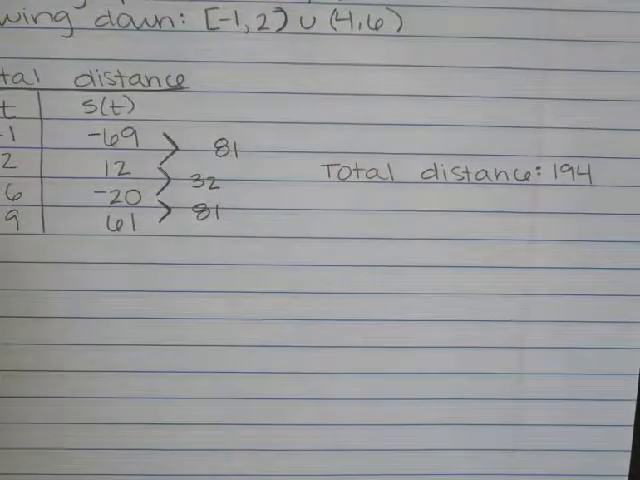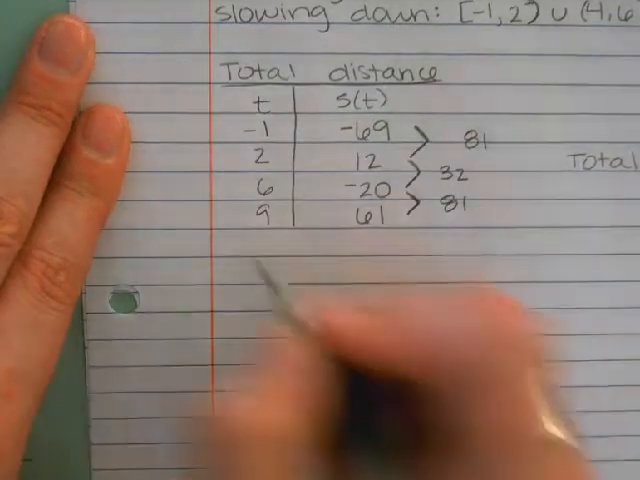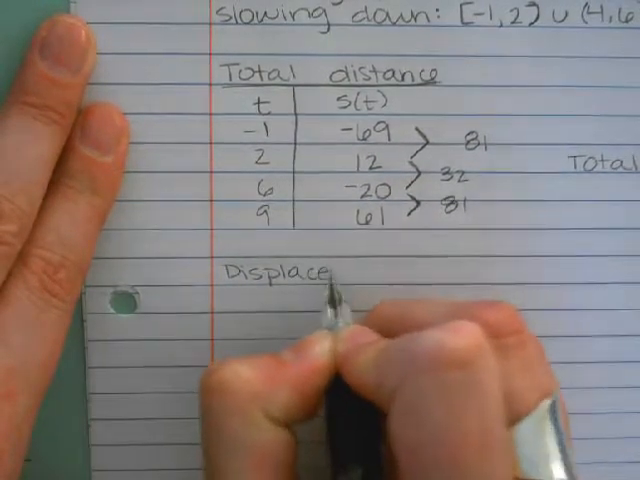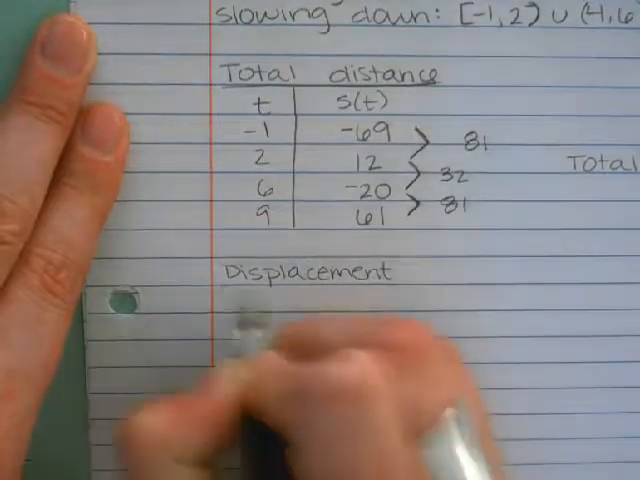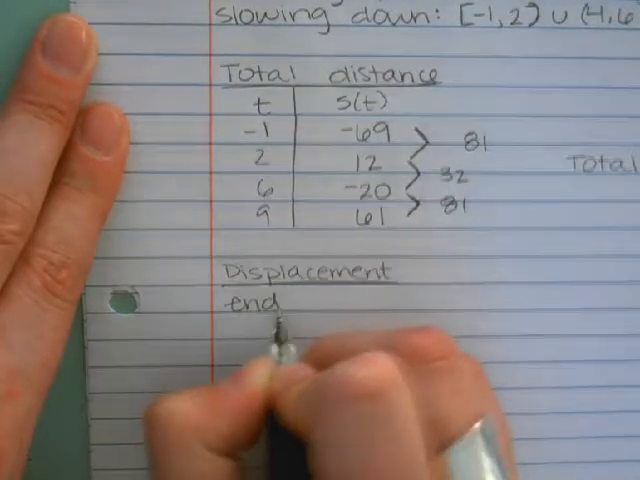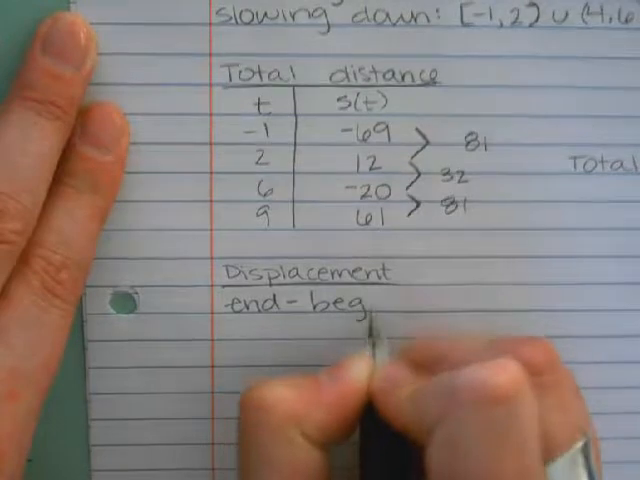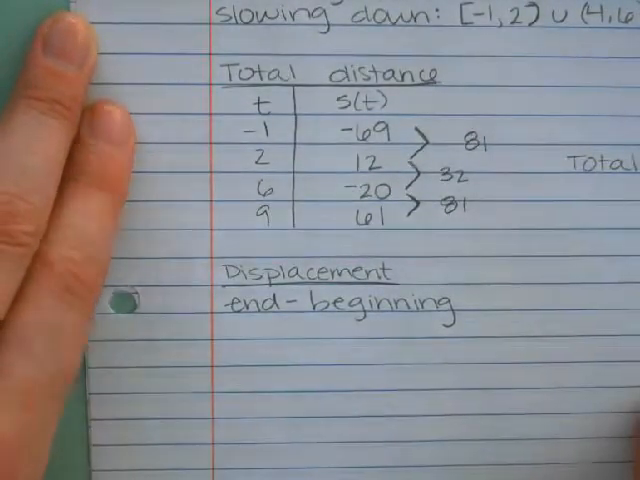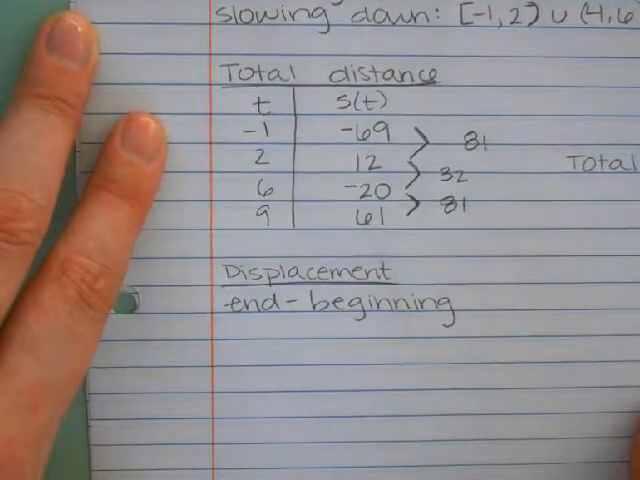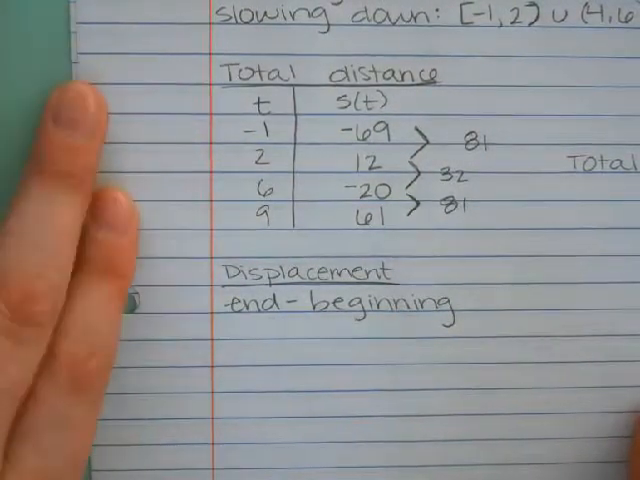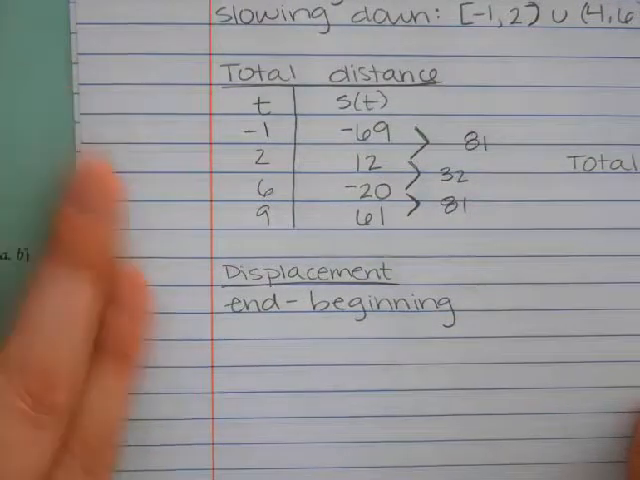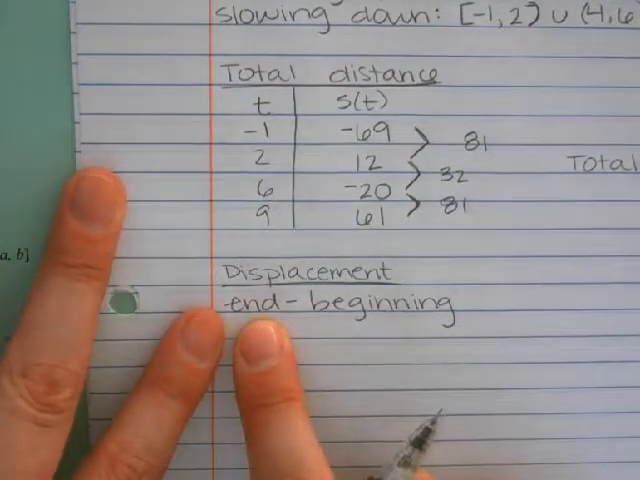The other one is displacement. So displacement, we're going to do this one next. This is where we do end minus beginning. So total distance is like me saying I drive 40 miles a day. My displacement is I say I'm 20 miles from home right now. Okay? So to find the displacement, we do our end minus our beginning.